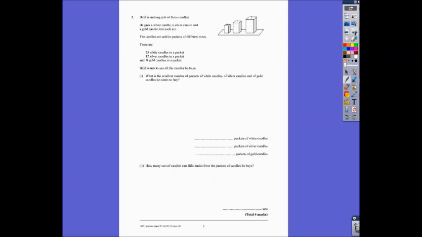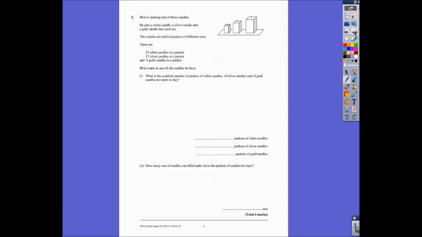Question 2. Bilal is making sets of 3 candles. He puts a white, a silver and a gold candle into each set. The candles are sold in packets of different sizes. There are 25 white candles in a packet, 12 silver candles in a packet and 8 gold candles in a packet. And he wants to use all the candles, so we need the same amount of candles for each one. What's the smallest number of packets he can buy?